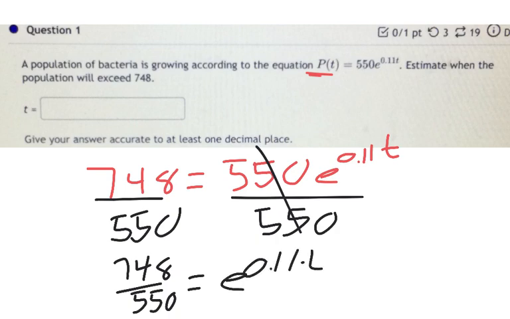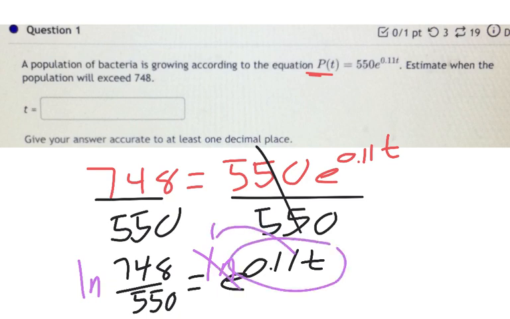Depending on how you think about this, you could either rewrite it from exponential to logarithmic. That's one option. Or for me, I just take a natural log of both sides. If I do that, the natural log of e is going to cancel after I move the power out in front. Tell me if this is too many steps at once. On the left side, natural log of 748 over 550 equals 0.11 t.